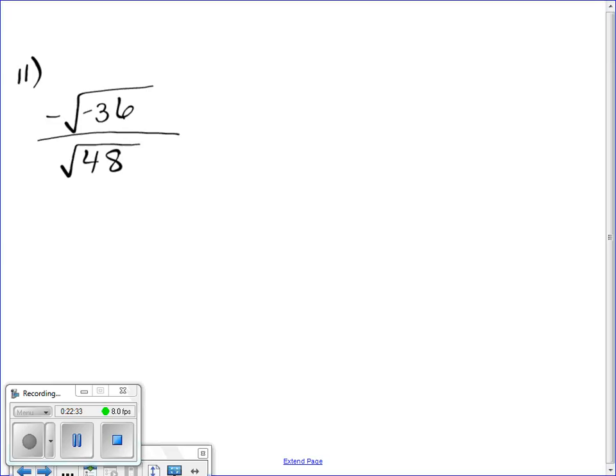It's negative i. Because right here, the first thing that you would do is take this negative and pull it out as an i. So technically, do these cancel out? No, they don't. This gives me the i. So I have a negative i radical 36 over radical 48.